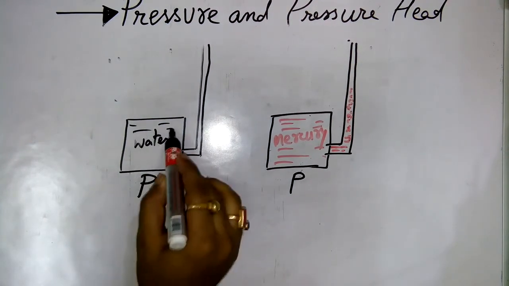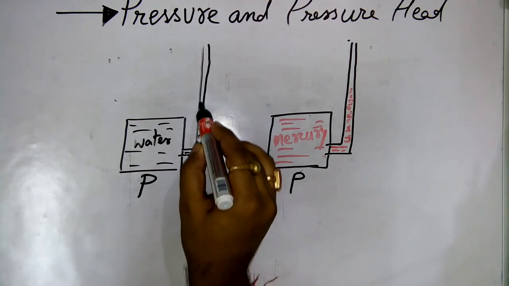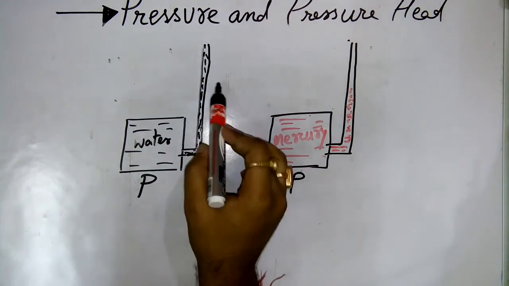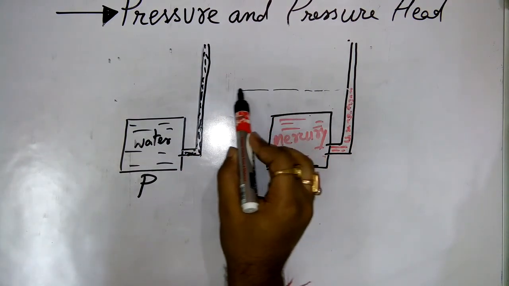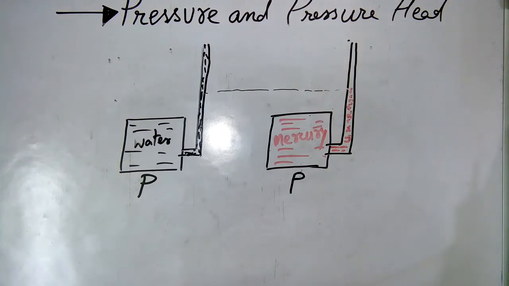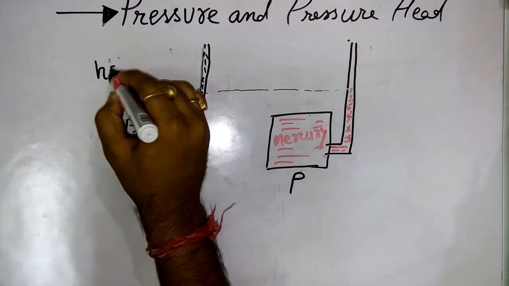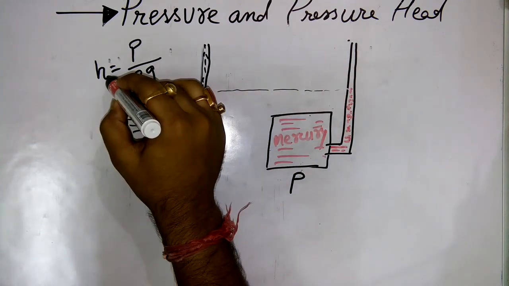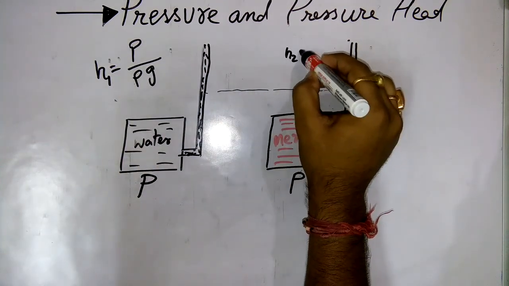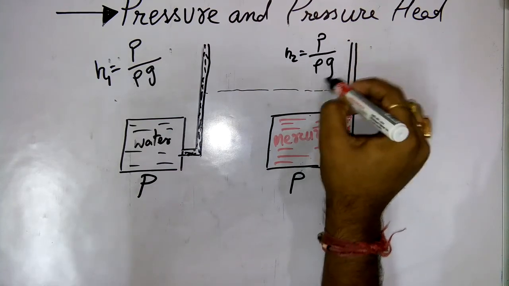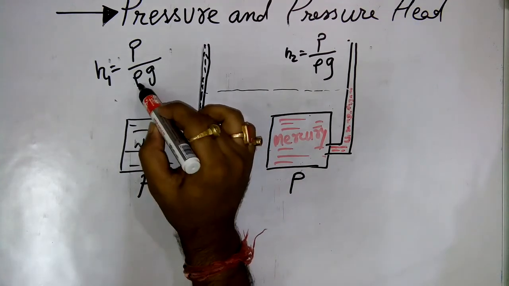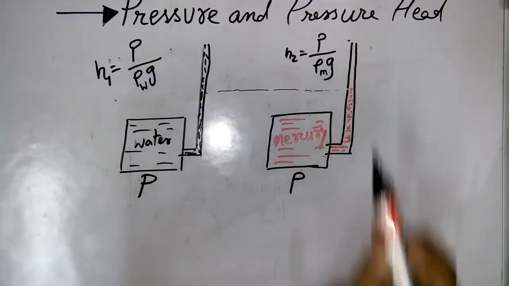Pressure is the same. Now in which case will it rise to a greater height? In this figure I have shown that water has risen to a greater height, but I need to justify it. It is very simple. Just look here. H is what? It is P by rho g. H1, this is H2, is what? P by rho g. Pressure is the same, g value is the same, but in this case it is the density of water and in this case it is the density of mercury.